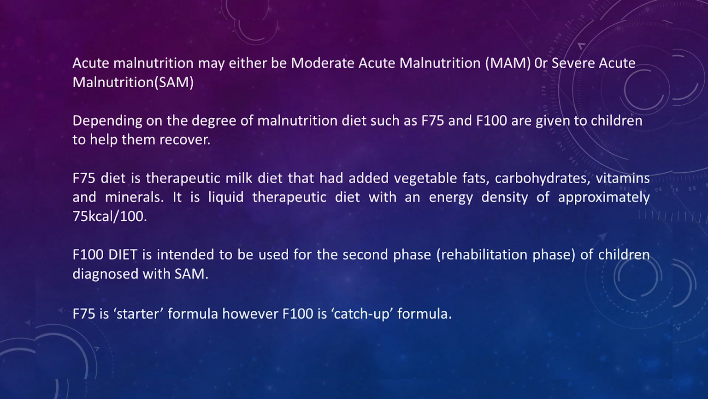Then the F100 diet is intended to be used for the second phase, the rehabilitation phase, of children diagnosed with severe acute malnutrition. So, F75 is a starter formula, whereas F100 is a catch-up formula. Initially we start with the F75 formula, and later on the F100 catch-up formula, which can be given for a longer time till the child has recovered completely from severe acute malnutrition.